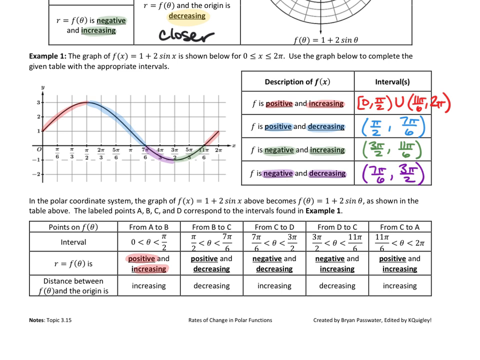Then we have positive and decreasing, which was my bluish color. That means we are getting closer to the origin in the blue section, or getting closer to the midline. We have negative and decreasing. That's my purple section next.